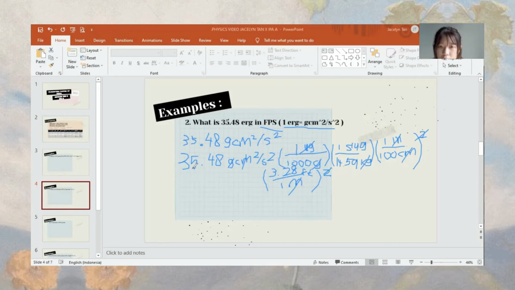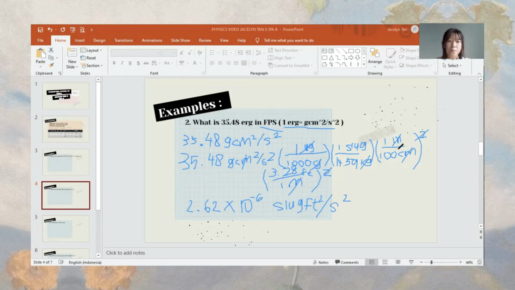So we multiply 35.48 times 3.28 divided by 1000 times 14.59 times 100, and we will get an answer of 2.62 times 10 raised to the power of -6 slug feet squared over second squared.